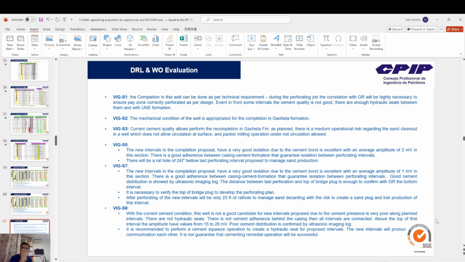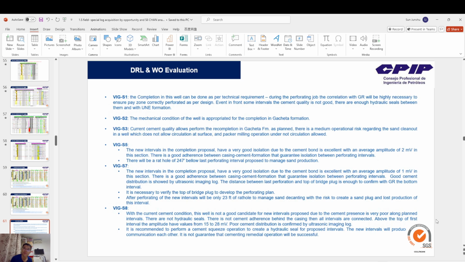Drilling and workover evaluation. In the S1, the completion in this well can be done as per technical requirement. During the perforating job, the correlation with gamma ray will be highly necessary to ensure pay zone correctly perforated as per design. Even though in some intervals the cement quality is not good, there are enough hydraulic seals between them and with the wet formation.